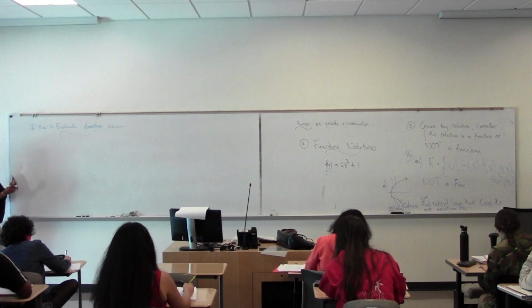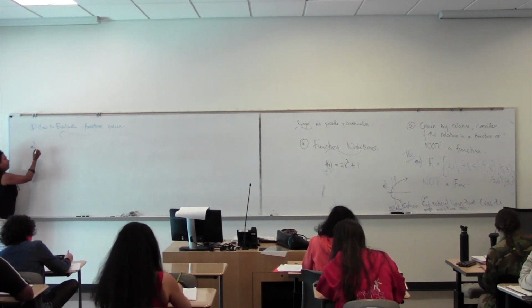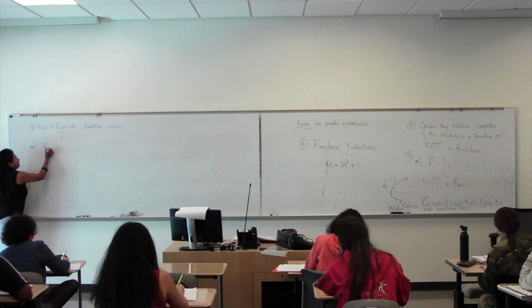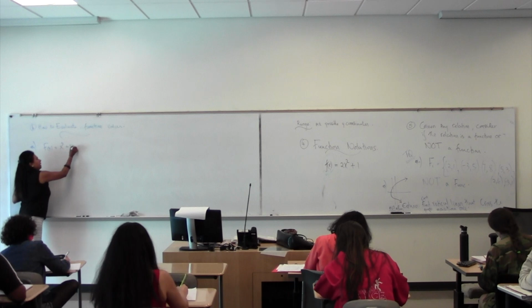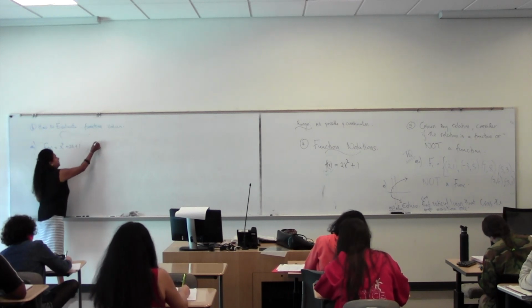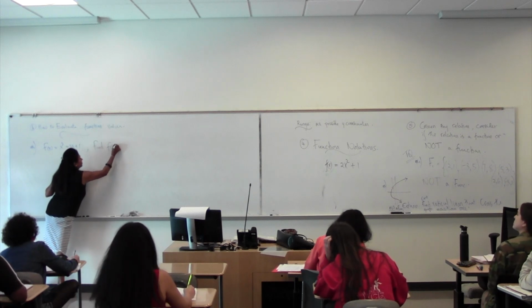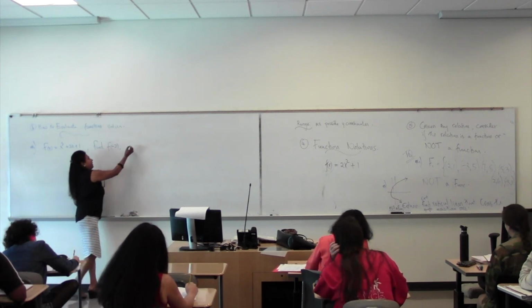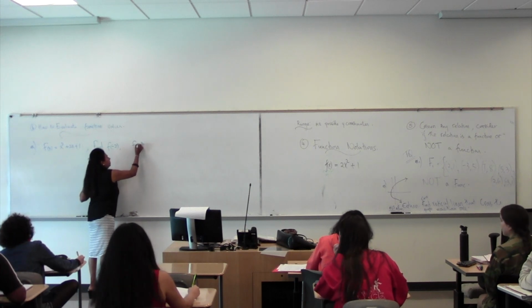Okay, so this is the example we get. We are given that f of x equals x squared plus 2x plus 1. Find f of negative 2, or find f of negative 2/3.